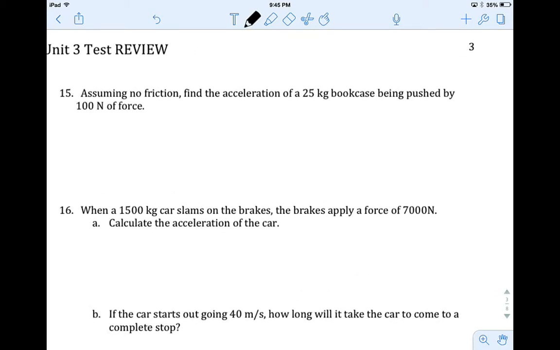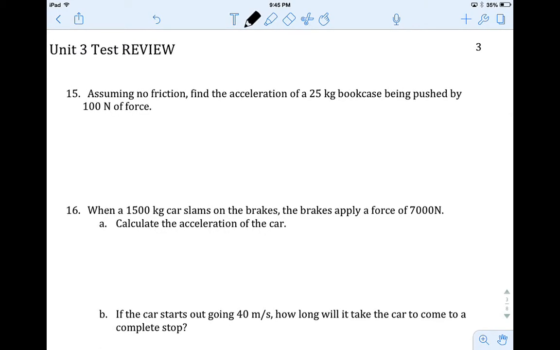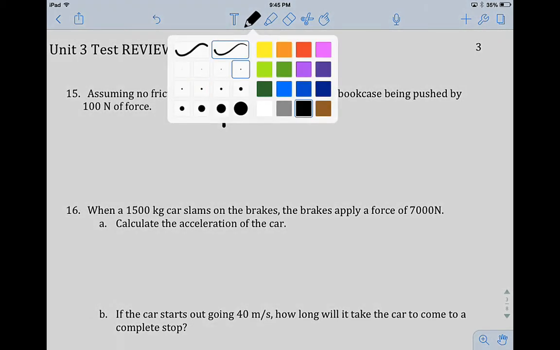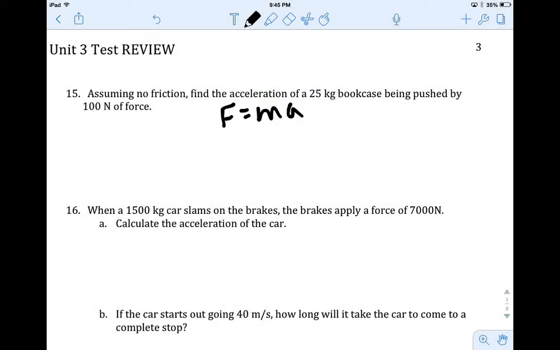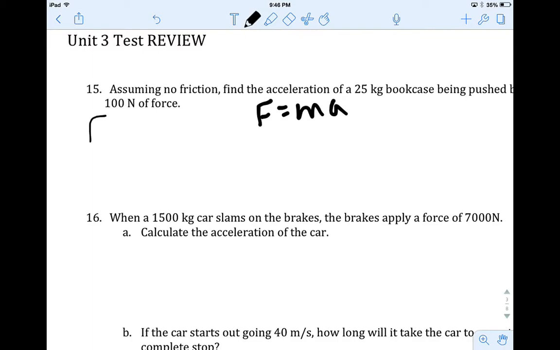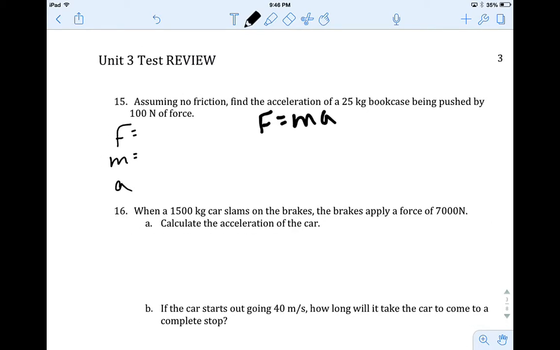So this says, assuming no friction, find the acceleration of a 25 kilogram bookcase being pushed by 100 newtons of force. So this looks to me like F equals ma. I need to identify what each of these things are: F, m, and a. Kilograms is a mass, so I'm going to put 25 right there. Newtons is a force, so I'm going to put 100 right there. And then this wants me to find acceleration, so that's my question mark.